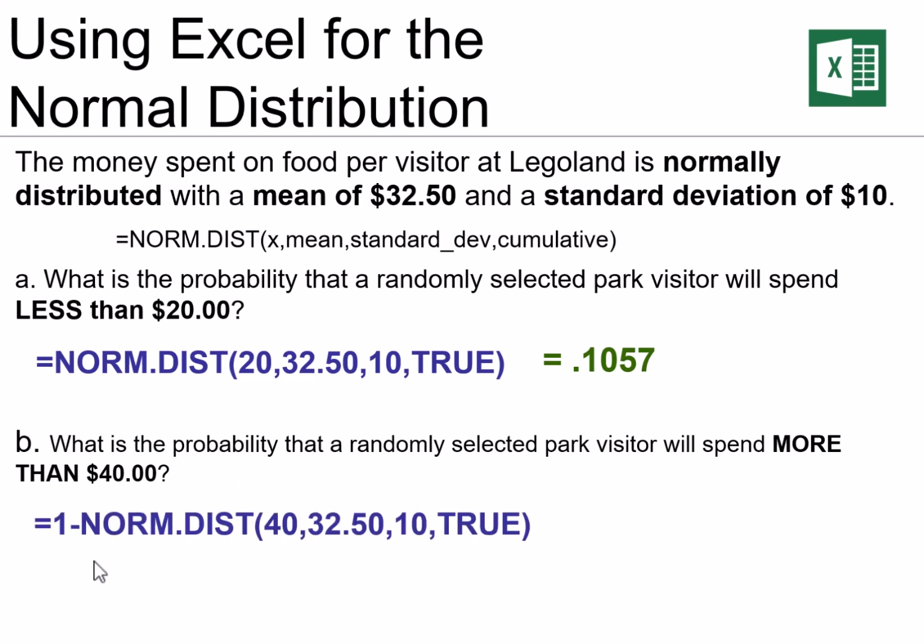Now in problem B, what is the probability that a randomly selected park visitor will spend more than $40? So we're going to use the complement rule here since we're interested in more than 40. So we're going to enter equals 1 minus norm.dist, then 40 given in the problem, and then the mean of 32.50 and a standard deviation of 10, and true for cumulative. So that's going to give us 0.7734, and 1 minus that number equals 0.2266.